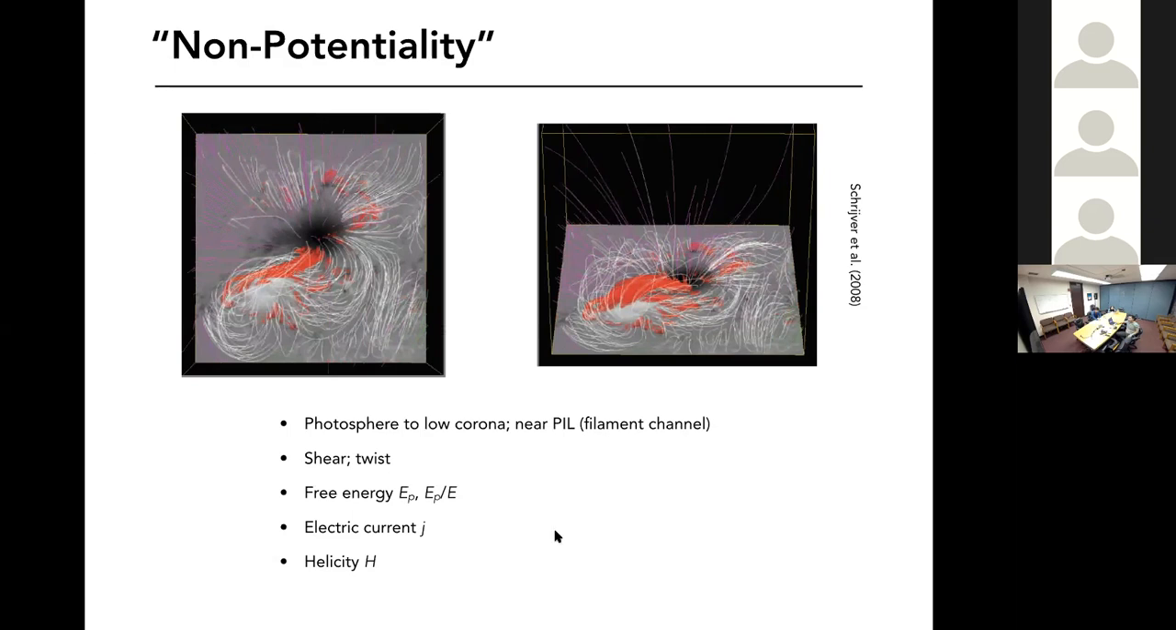Okay. We look for shear and twist if we can measure the energy in this free energy measurement. We look for electric currents. And if you can measure helicity somehow, helicity is also a measurement.